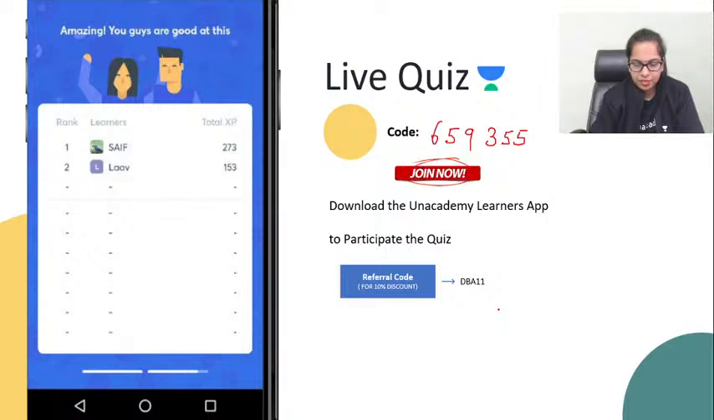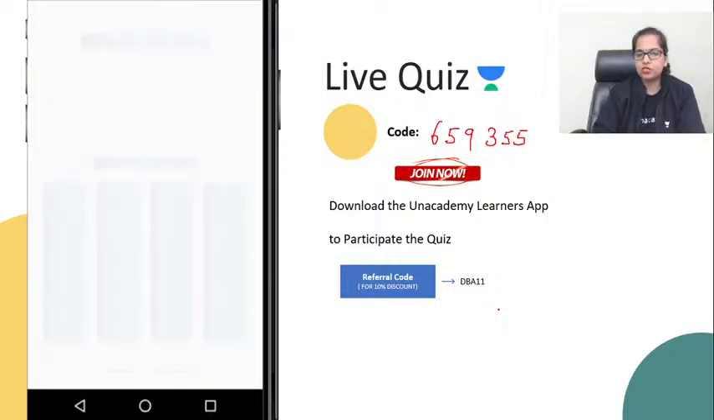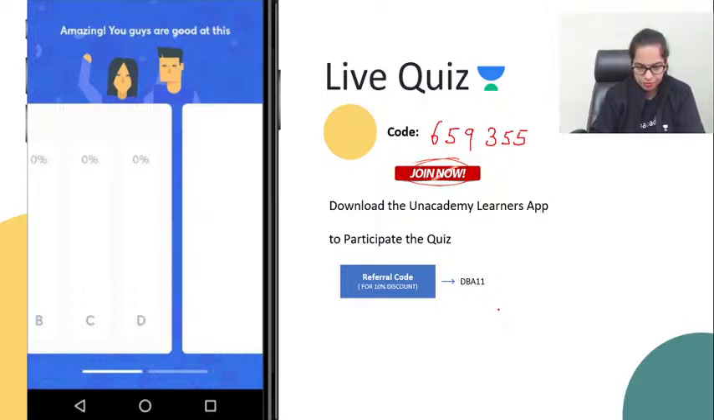This time Saf is up, Lavanya has gone down. Next, the power of a lens which is converging in nature is positive, right? It is used in hypermetropia, okay? It will be positive.